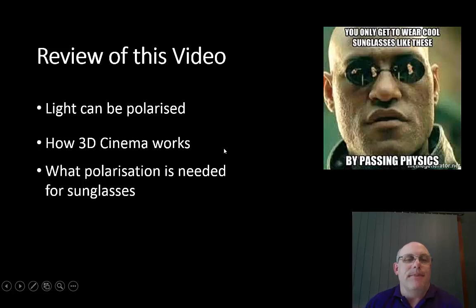So in this video, hopefully you've understood that you can polarise light and how it's done. Hopefully you understand the very simple way that 3D cinema works, and it's pretty well as simple as what we've explained it today. And then hopefully you understand about polarisation and how that needs to work in sunglasses. Obviously with sunglasses you are polarising the horizontal component, so you're only letting the vertical light come through.